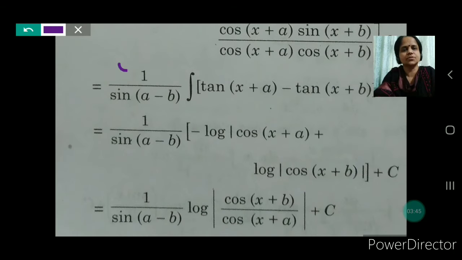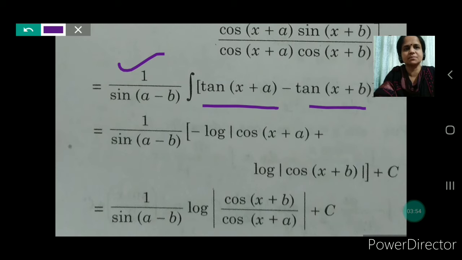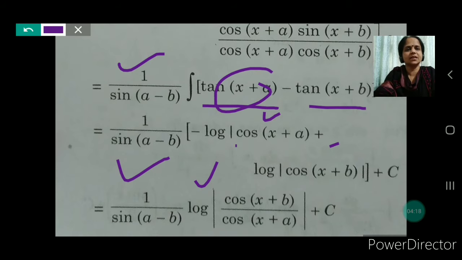Now the question is 1 by sine a minus b integration of tan in bracket x plus a minus tan x plus b. Now integration of tan x is minus log mod of cos x plus a, and here minus minus becomes plus, log mod of cos x plus b. So write it as log cos x plus b upon cos x plus a. You can take, if you are taking plus sign, then log mod of sec x plus a, and the same here, but here it will be minus sign. It is the final answer.